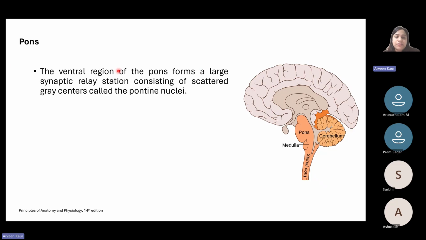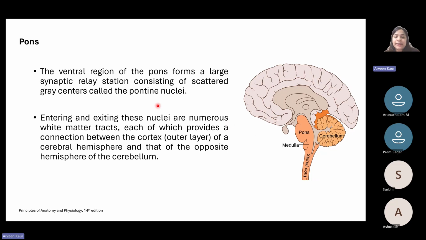The ventral region of the pons forms a large synaptic relay station consisting of scattered gray centers called the pontine nuclei. Entering and exiting these nuclei are numerous white matter tracts, each of which provides a connection between the cortex of the cerebral hemisphere and that of the opposite hemisphere of the cerebellum. Right. So tracts, meaning bundles of axons, are the main composition of the pons.